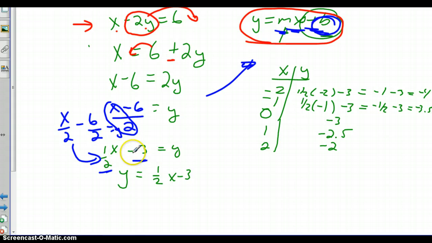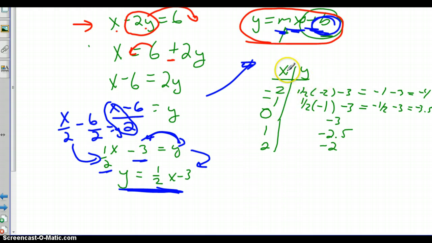Something times x plus or minus something is equal to y. And we don't like it like that. We usually rewrite it with y on the left side, so you can just swap this whole thing over. I didn't change any signs. I just brought the y over here, and I brought everything else over here. And I'm left with y equals 1/2 x minus 3.